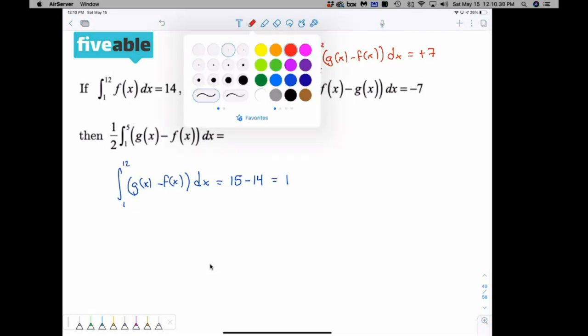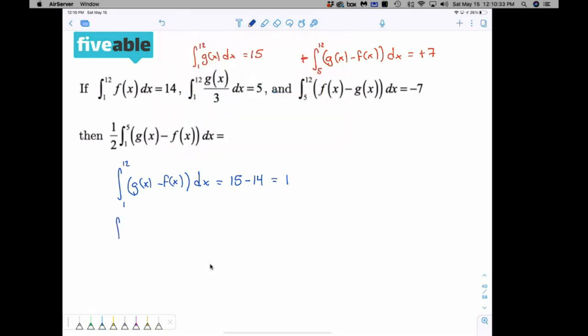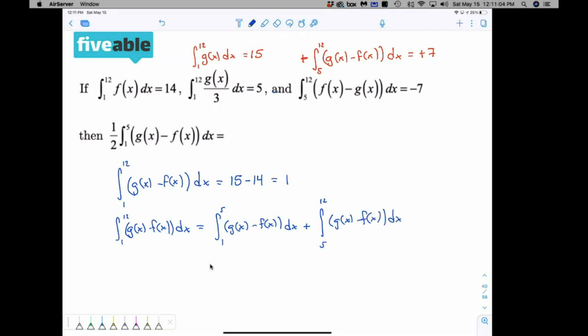So now I'm ready to piece together the integrals, because what I know is the integral from 1 to 12 of our integrand g of x minus f of x dx is going to be equal to the integral from 1 to 5 of that same integrand, g of x minus f of x dx, and then plus the integral from 5 to 12 of g of x minus f of x dx. Because they all have the same integrand, we can break this up into pieces, okay?